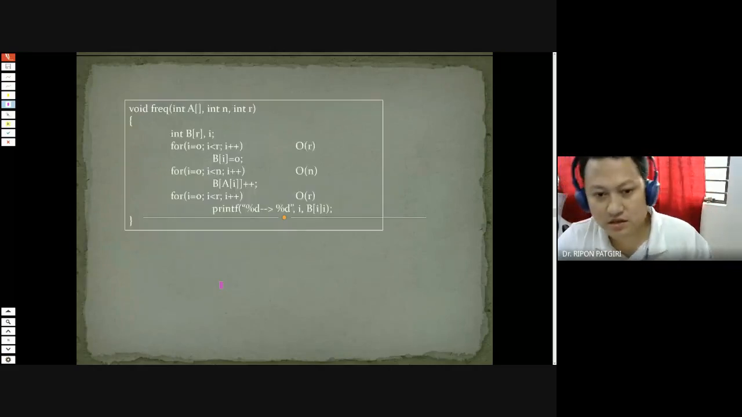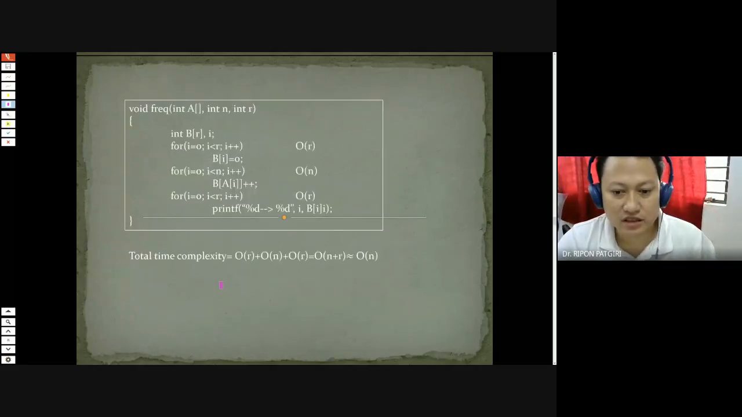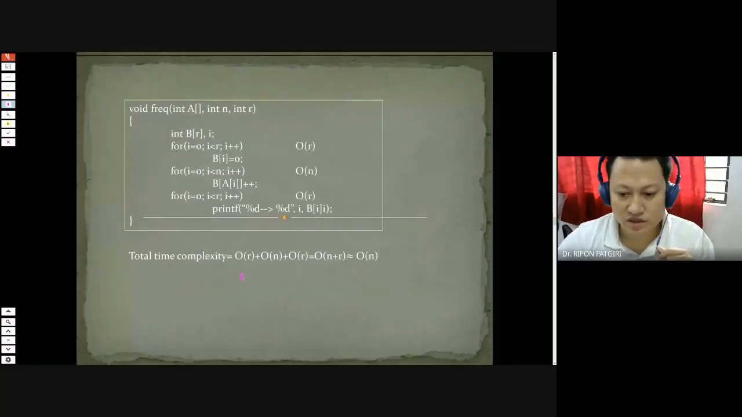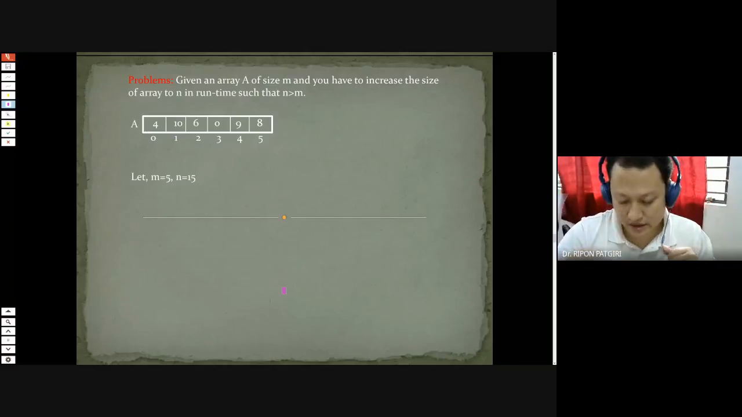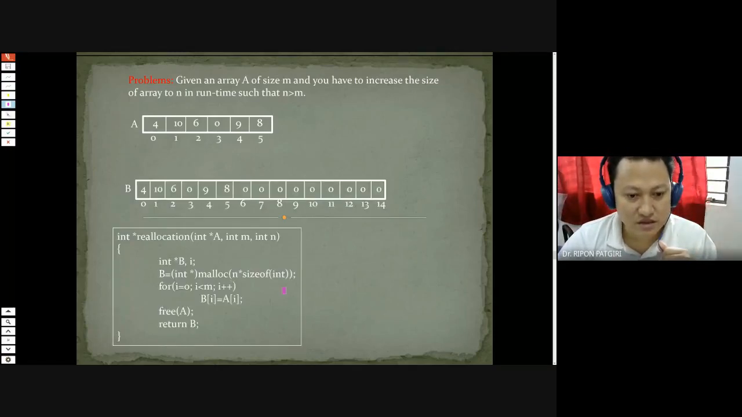Okay, let's move forward. We have found that frequency. We have discussed the advantage and disadvantage of that frequency count, and we have also discussed the time complexity. What is the time complexity? How do we represent this time complexity? What are the advantages and what are the disadvantages? Most of the things are discussed here. And then scaling the size of a given array: using pointer and malloc operation, we can increase and decrease. We have already discussed this problem.